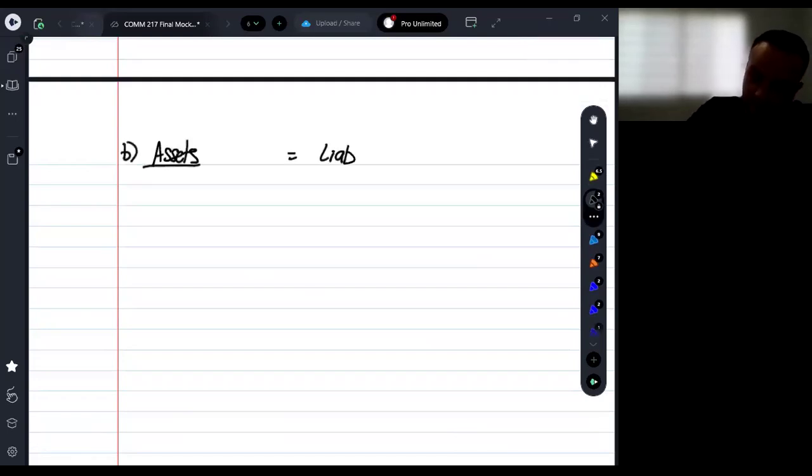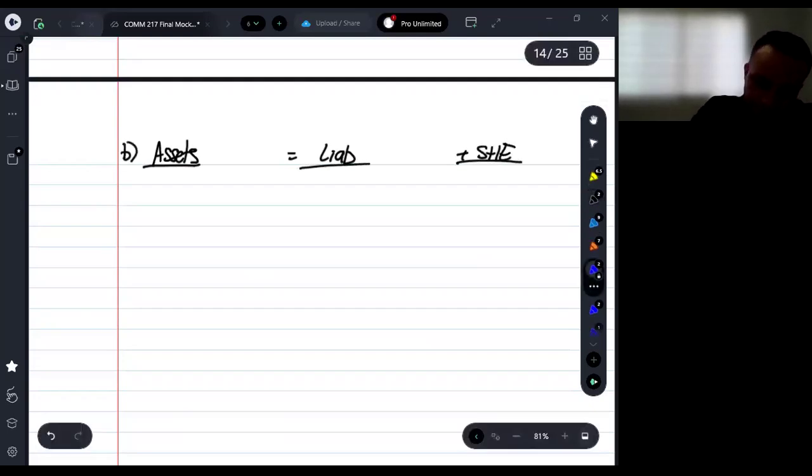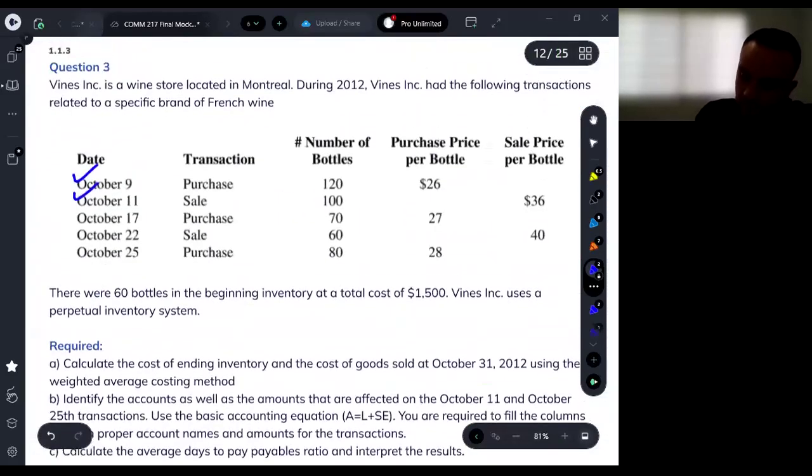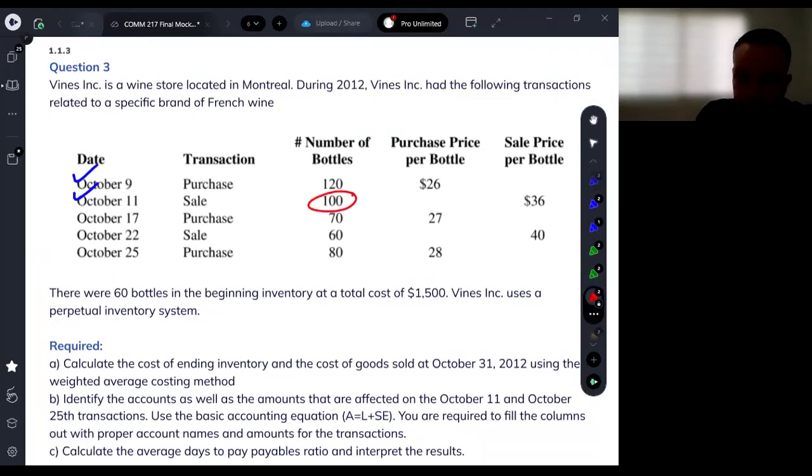Assets equals liabilities plus shareholders' equity. So on October 11, we're gonna have accounts receivable with sales revenue. I just want to say, how do you know that it's accounts receivable? Did it say? Either accounts receivable or cash. Yeah, because it didn't say that it was on account. That's why I thought it was cash. Or cash, they would give it to you.